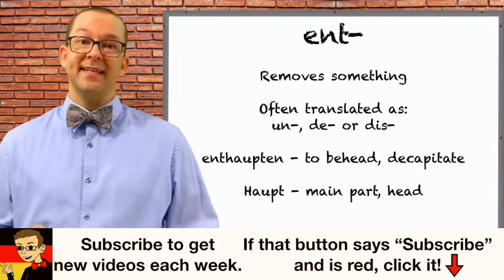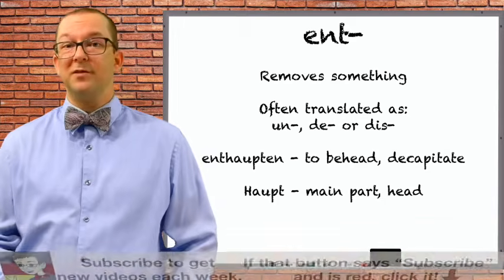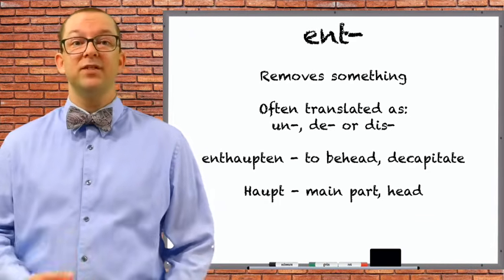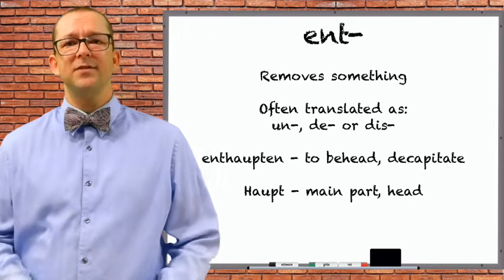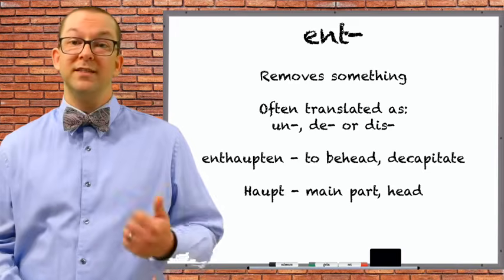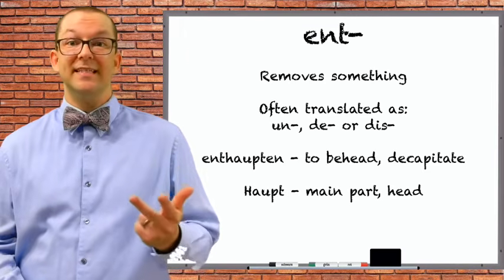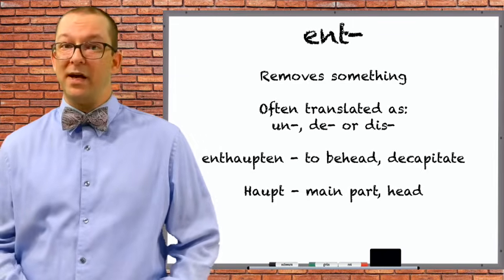Next up, we have ent. This prefix is relatively popular too. That website that I mentioned just a minute ago says that about 15% of all inseparable prefix verbs start with ent. It has a general meaning of removing something, but is often translated with the prefixes un, di, or dis in English. My personal favorite of these verbs doesn't follow this convention, however.